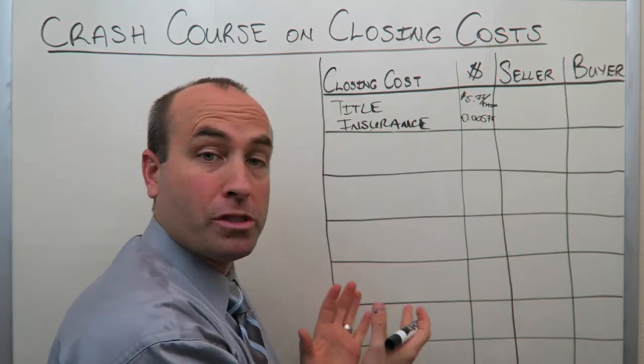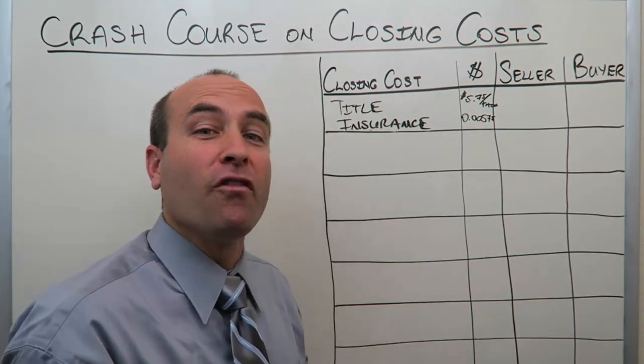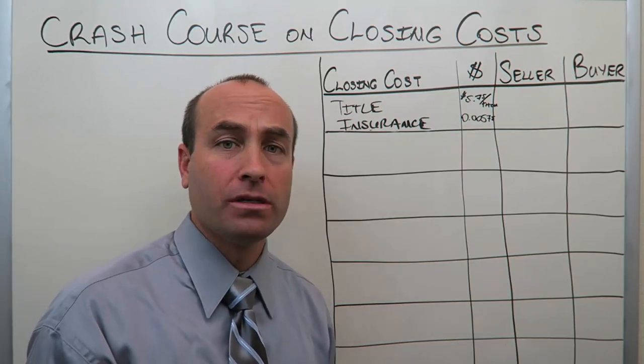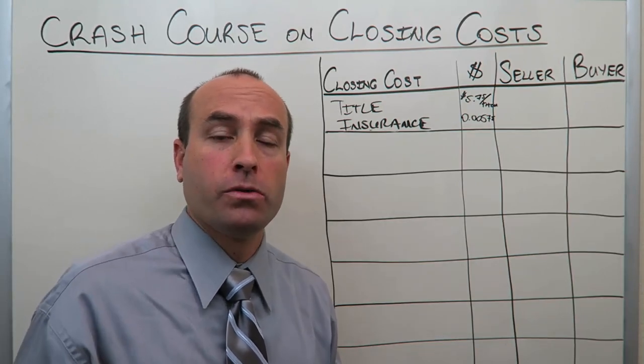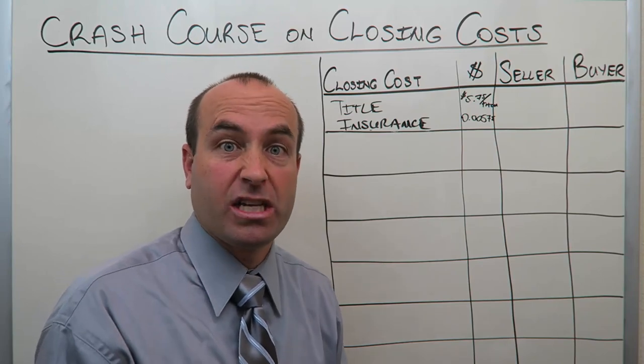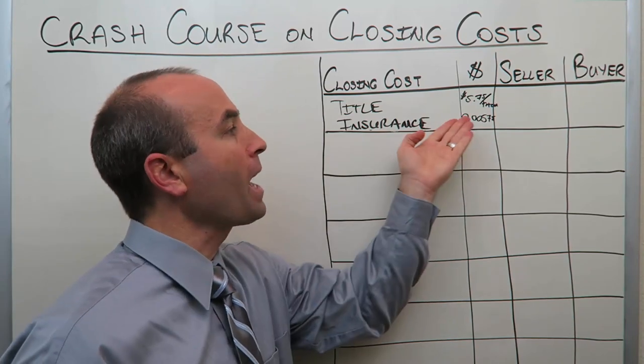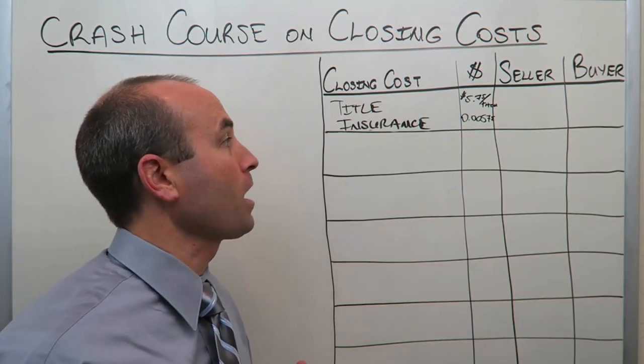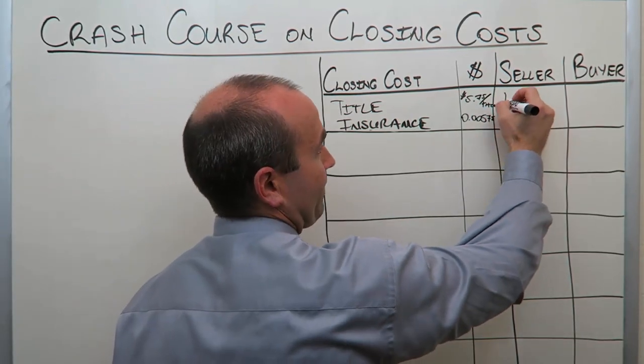Okay, so title insurance ends up being kind of a bigger number. Half of 1% on a sales price of, let's say, $100,000 is still $500. On $200,000, that's still $1,000. It's kind of a significant closing cost. Who pays that closing cost? Well, in Florida, it is customary for the seller to pay it.